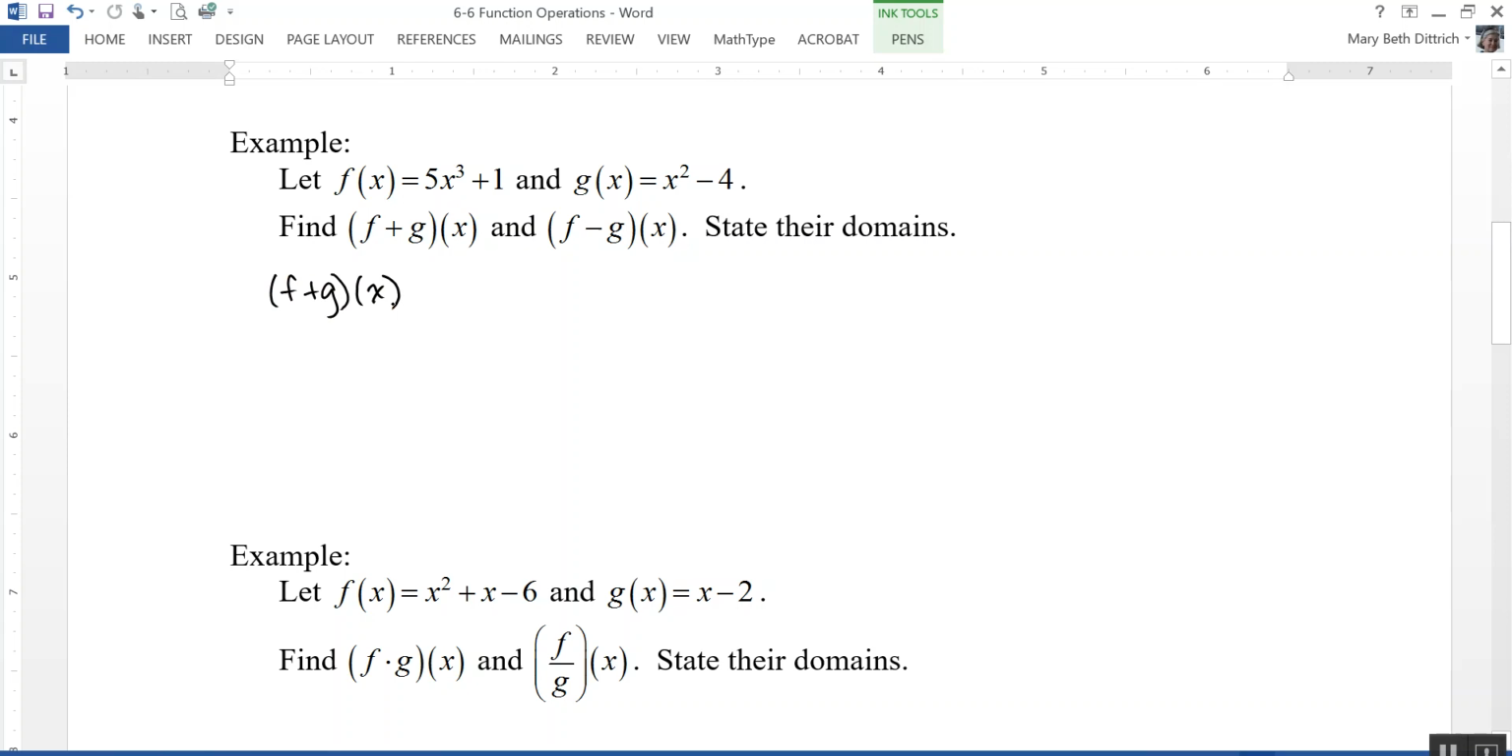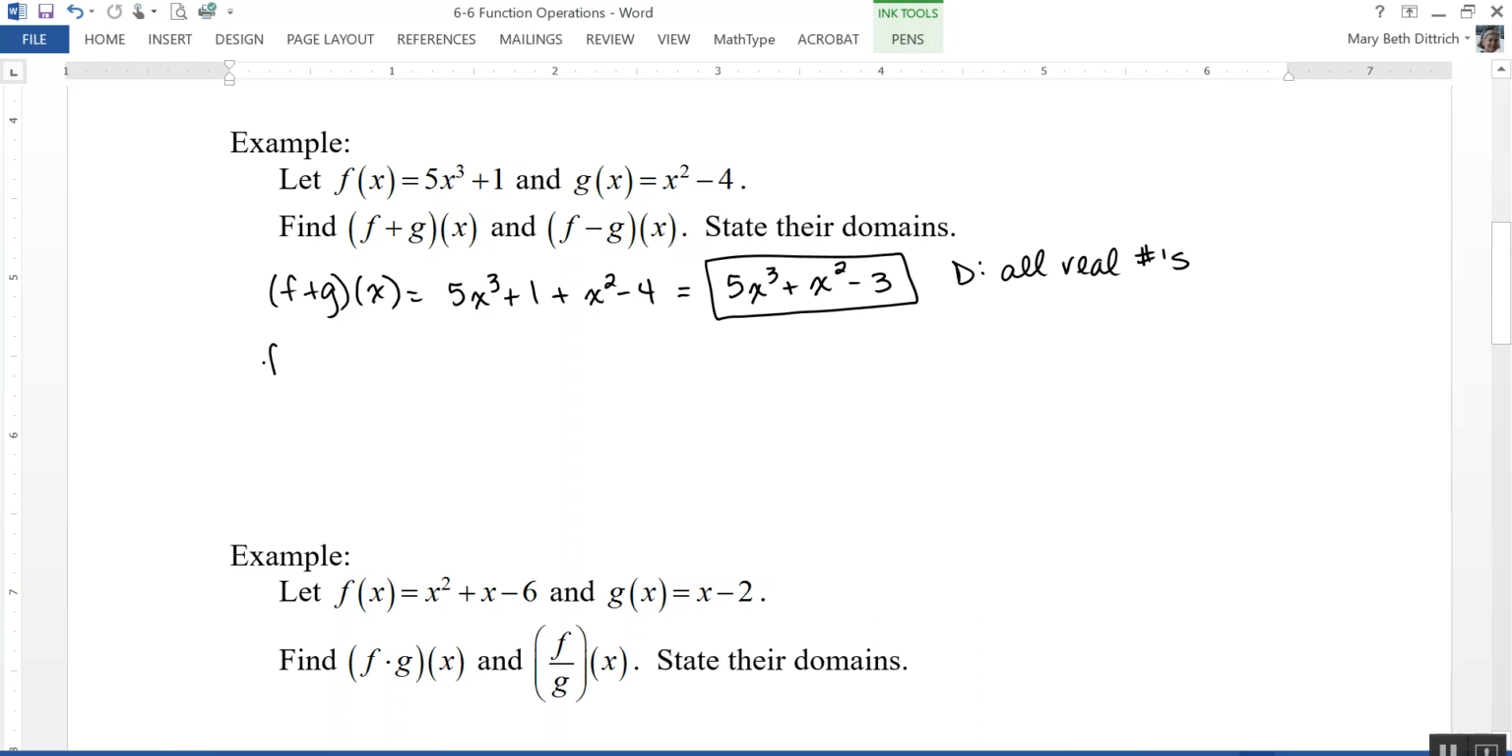is just going to be f of x, which is 5x cubed plus 1, plus g of x, which is x squared minus 4. And then just simplify that, which there's very little to do. So 5x cubed plus x squared minus 3. So that's what I get when I add those two functions. And in this case, x can be anything, so the domain is all real numbers.